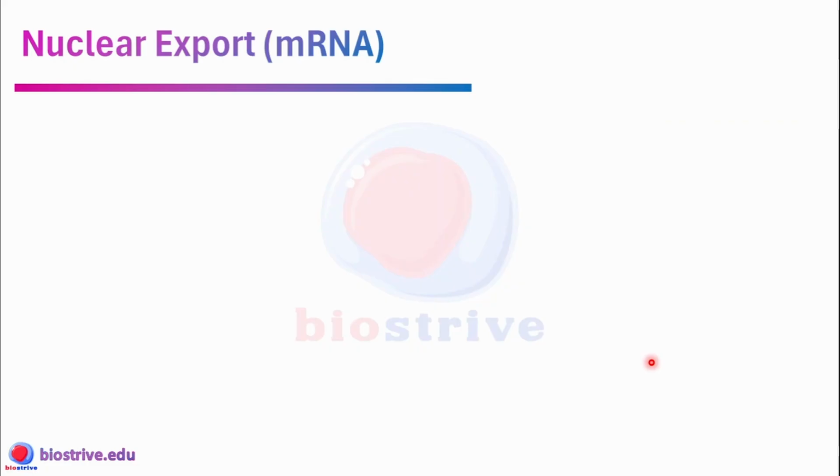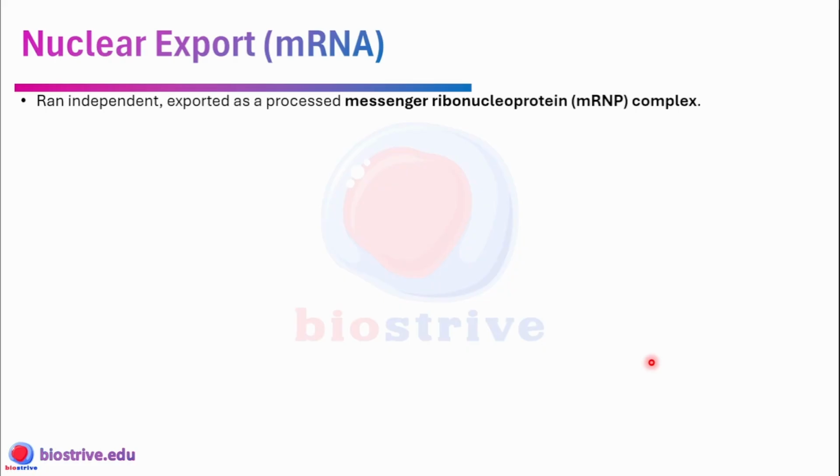Now we will talk about nuclear export of mRNA, because not only proteins but mRNAs are also transported from the nucleus. But for mRNA, the transport is what we say RAN independent. It does not depend on RAN GTPase cycle or RAN GTP gradient. What are the requirements for export?